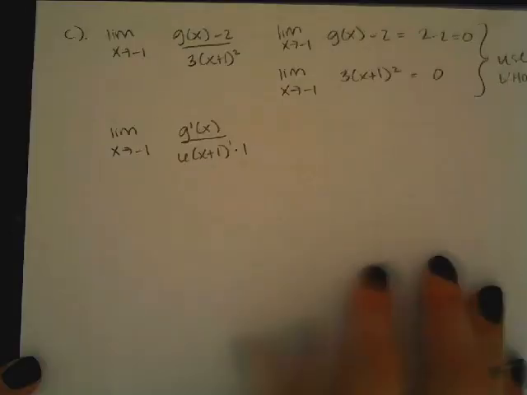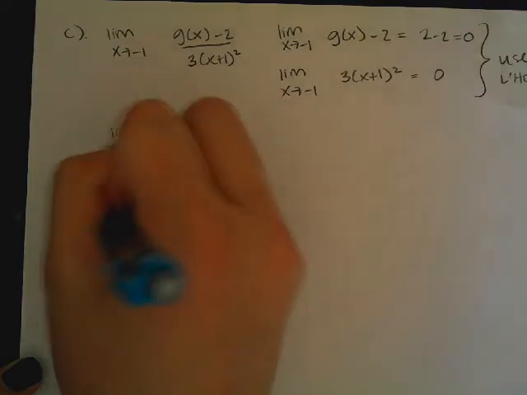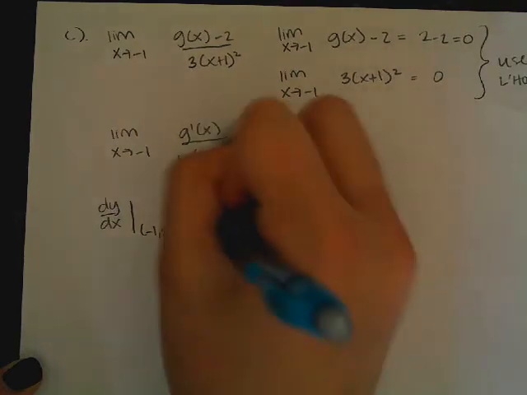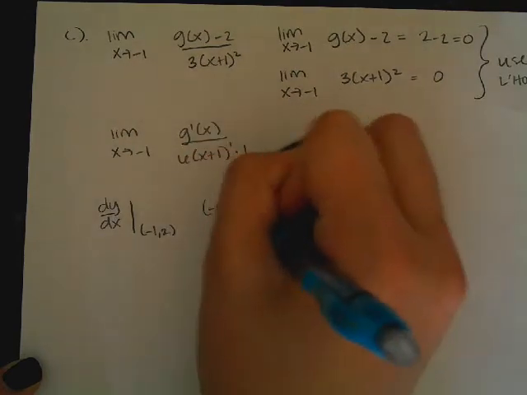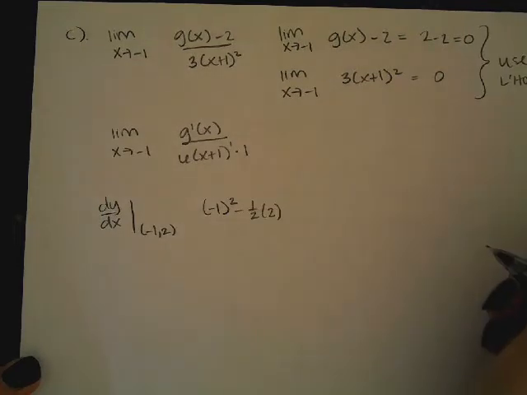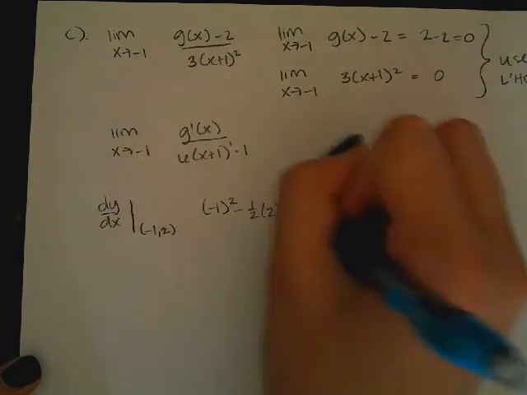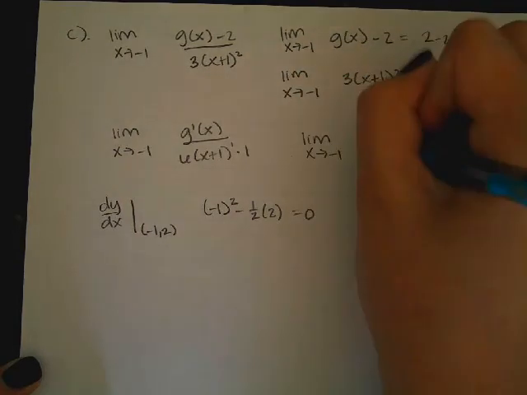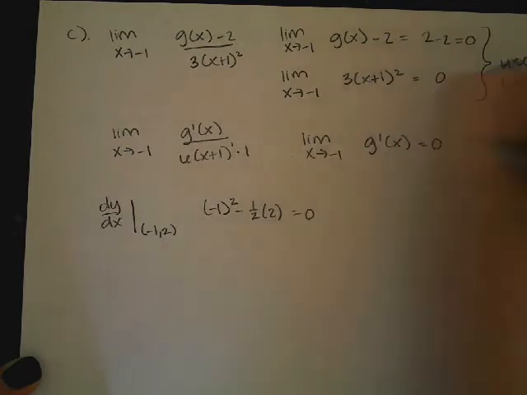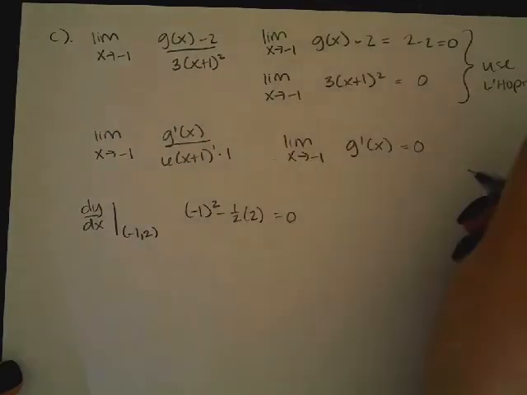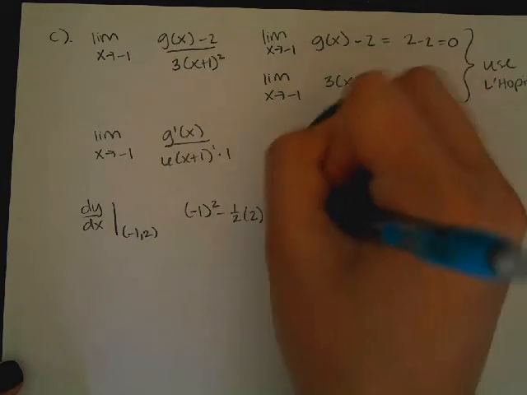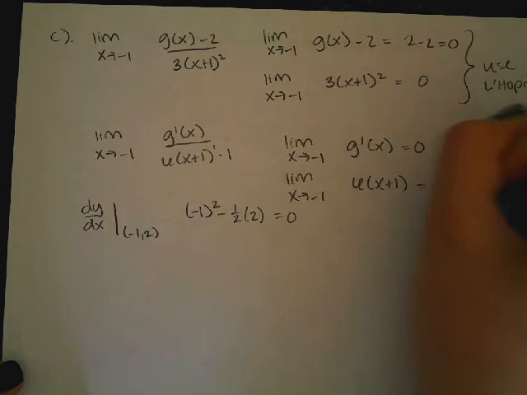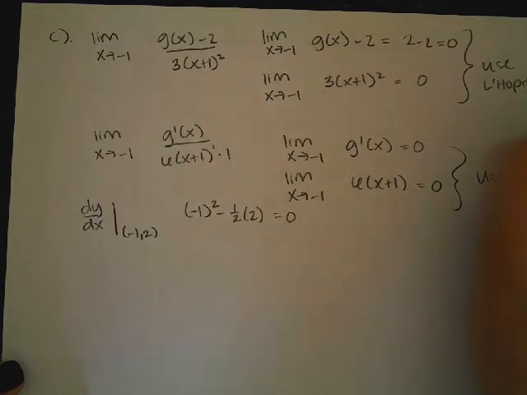So I'm going to go ahead over here and do dy/dx evaluated at (-1, 2), which is going to be (-1) squared minus 1/2 times 2. And that's 1 minus 1, which is 0. So again, I'm expecting it to be L'Hopital's, so I'm going to use the proper notation. The limit of the top is 0. The limit of the bottom is 0. We're going to use L'Hopital's again.